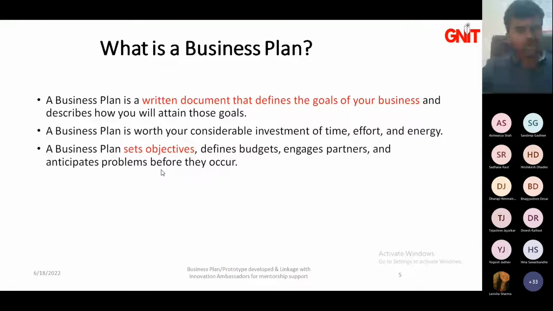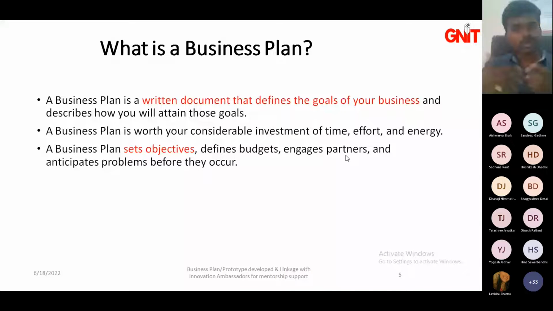So for those objectives, what is your budget? And engage partners. This is one of the key things, because we need to spend more amount. A single person can't spend that much, so we need to make some partners.